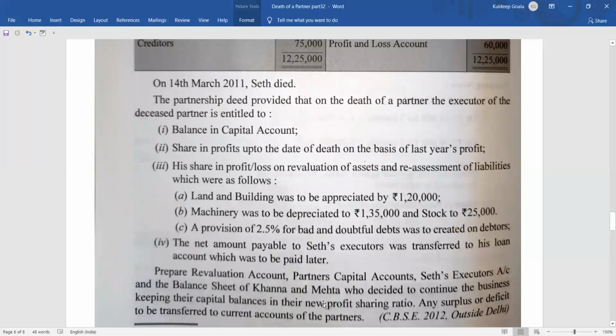The net amount payable to Seth's executor was transferred to his loan account, which was to be paid later. Whatever the net amount is, it is payable to Seth's executor, and it was transferred to his loan account, which will be paid later on.